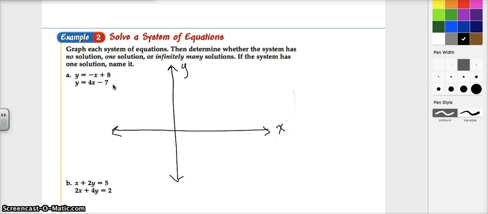These are beautifully put in slope-intercept form, so it's totally easy for me to graph. So I'm going to graph this first equation. Let me highlight it in red so we can distinguish. Okay, so let's go ahead and graph the first one. I will start with a positive 8: 1, 2, 3, 4, 5, 6, 7, 8, which is my y-intercept. Let me make sure I got that right. Good. And my slope is negative 1, so that's down 1 to the right 1, down 1 to the right 1, down 1 to the right 1.